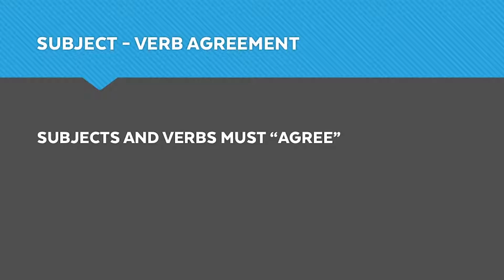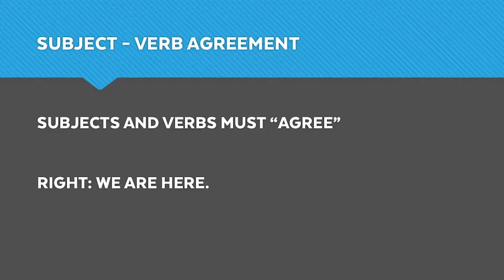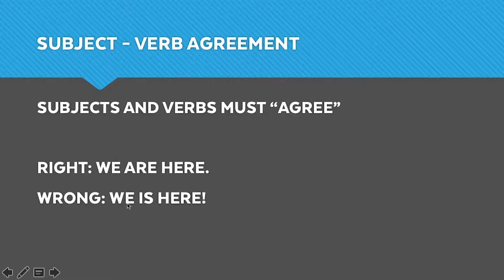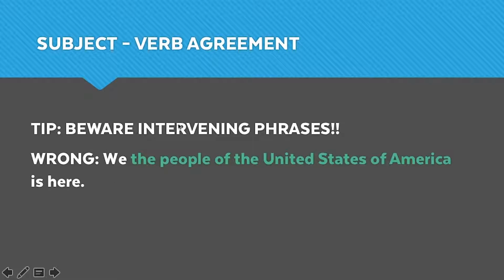Well, in a sentence like this, we are here, we and are work together, right? I can't say we is here. That doesn't work. The we and the is don't go together. And most of you know that. Most of you will say, hey, that's super easy. How could anyone screw something like that up? Well, there's a certain condition in which people sometimes get confused, and that is when we have intervening phrases.